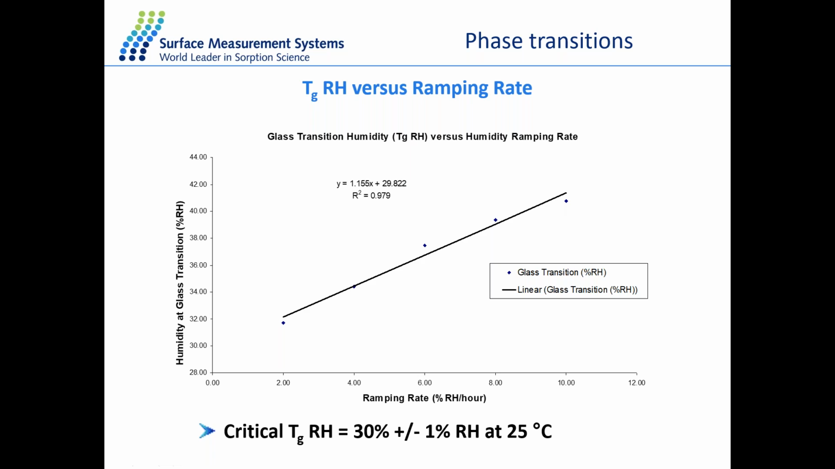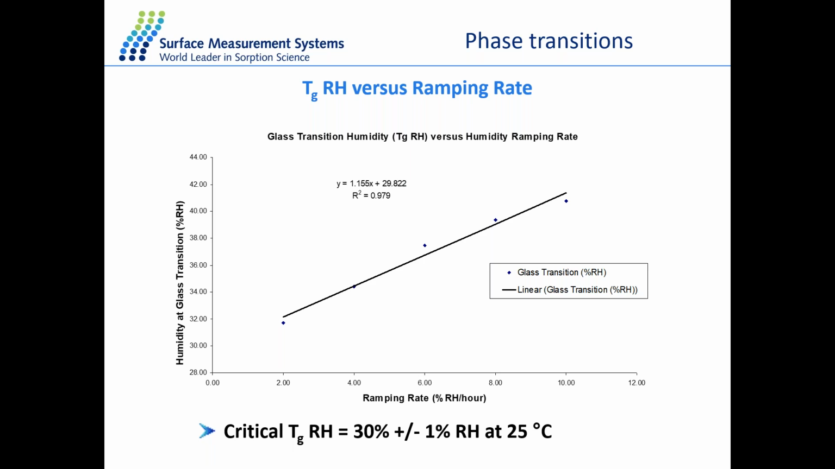Now, we also can look at this line and project it to the y-axis and find a critical level of relative humidity, which is about 30%. That level of relative humidity is independent of the ramp rate, because the ramp rate there will be 0. So what we measure here is the Tg, the critical relative humidity at which the glass transition happens at a constant temperature, which is slightly different from what you get at DSC.